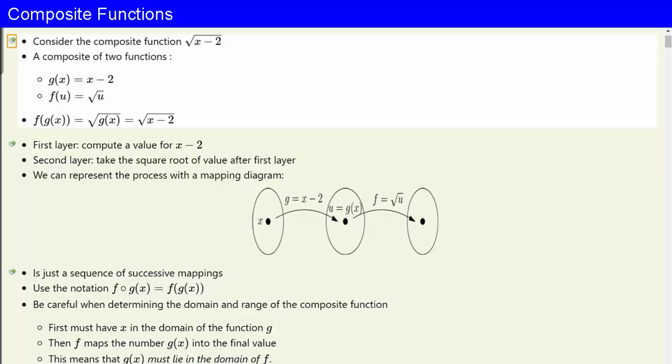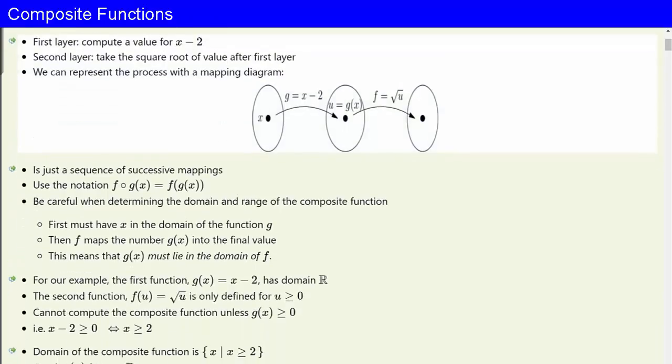So f of g of x is the square root of g of x, which is the square root of x minus 2. Now let's go over that again. To compute a value for x minus 2, this is the first layer of the composite function. Then we take the square root of this value, which represents the second layer of the composite function. We can represent that process with a mapping diagram.